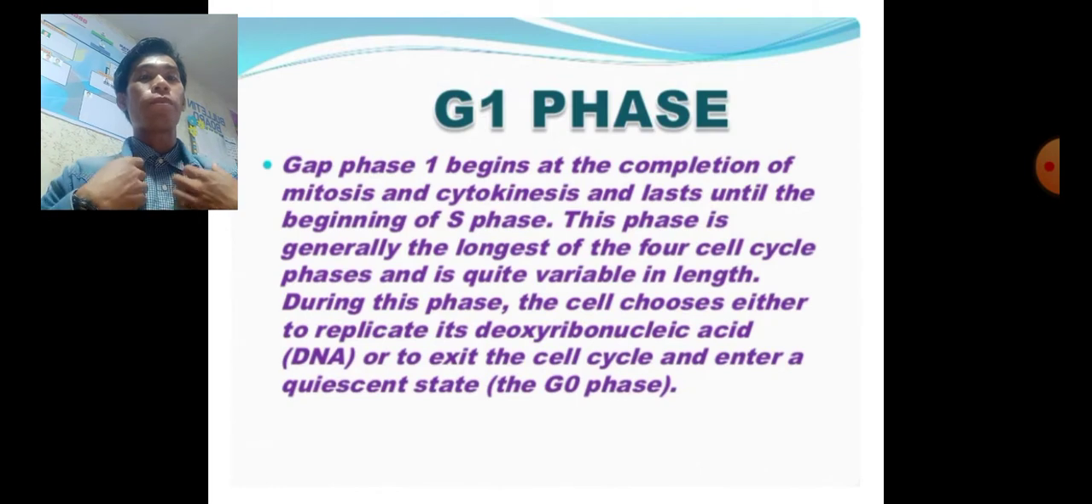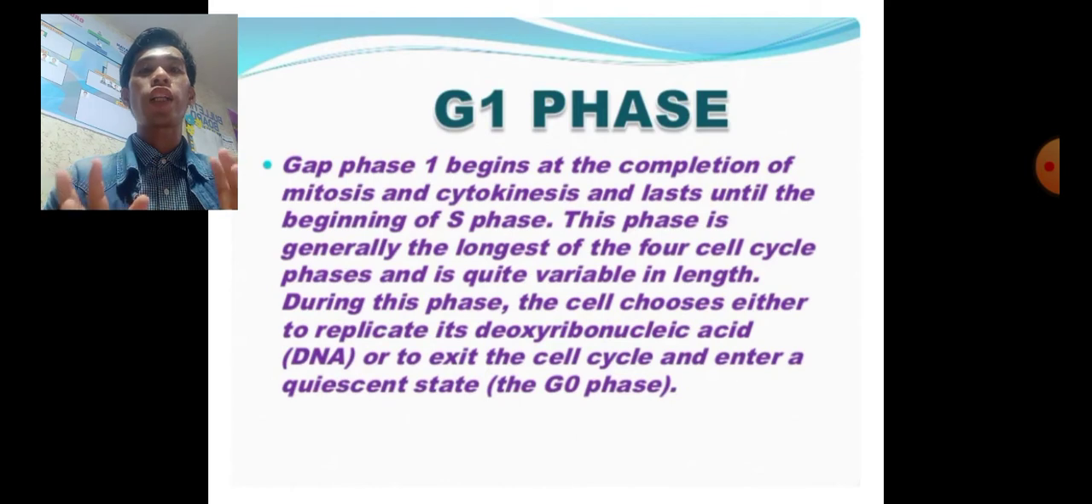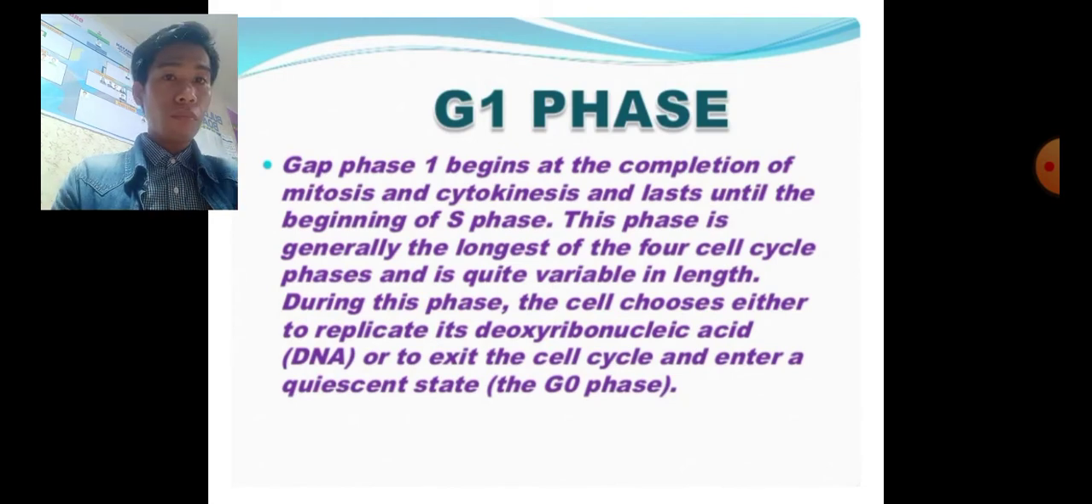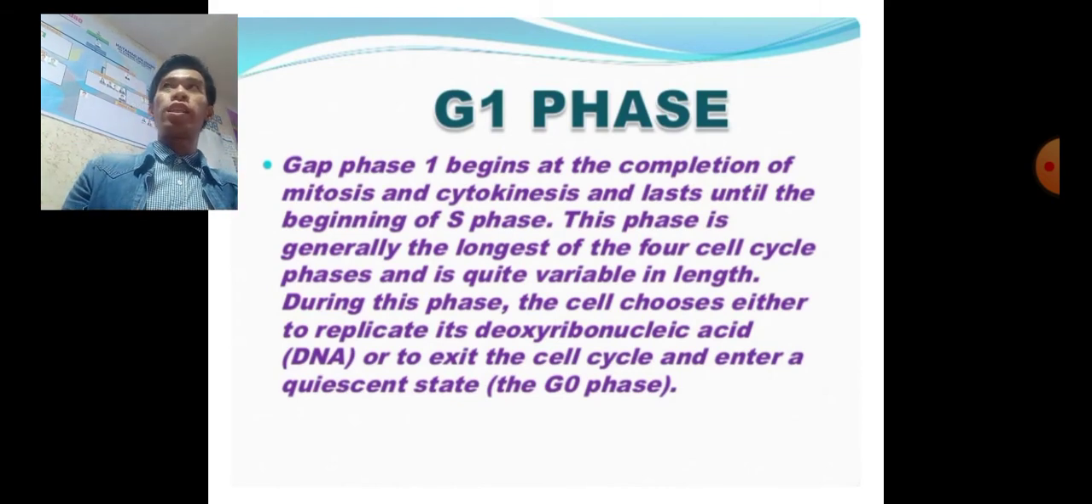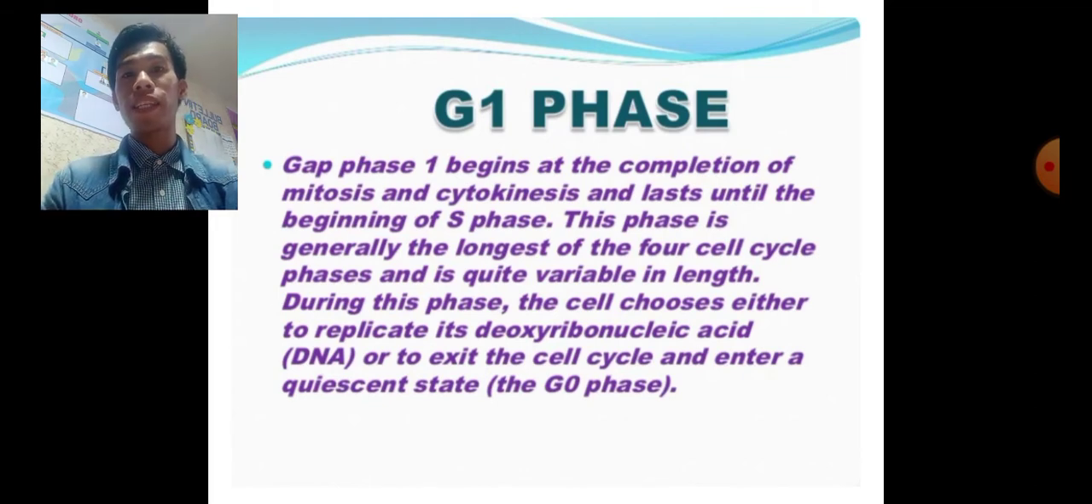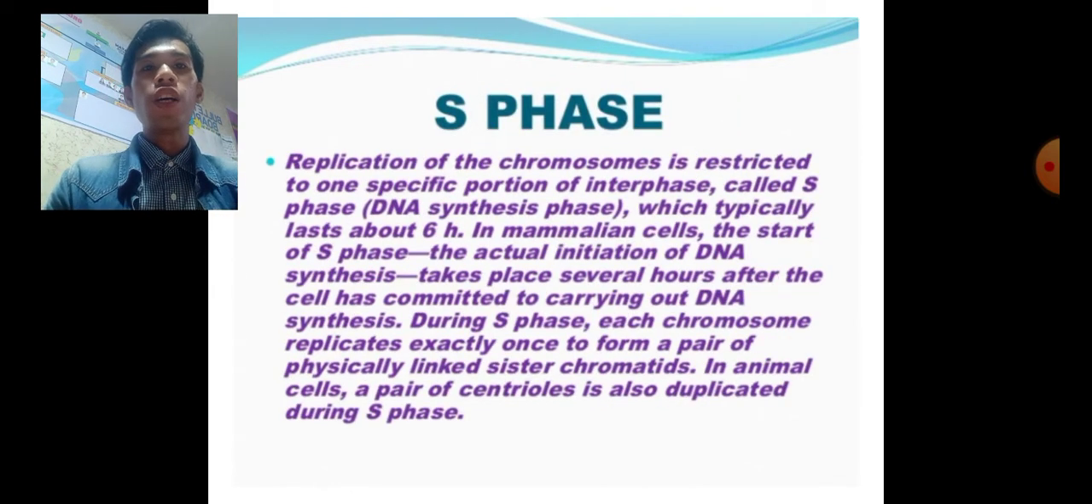So sa G1 phase kasi, when it comes ang cells in order to start up until the end, nagko-combine siya, meron kasi siyang mitosis and cytokinesis, no? Beginning from the G1 phase until maka-create siya ng other cells from mitosis and cytokinesis. Then lastly, ito yung pinakamahaba, no? Quite variable in length. Isa siya sa mga mahaba na part ng pagpa-process ng isang cell.